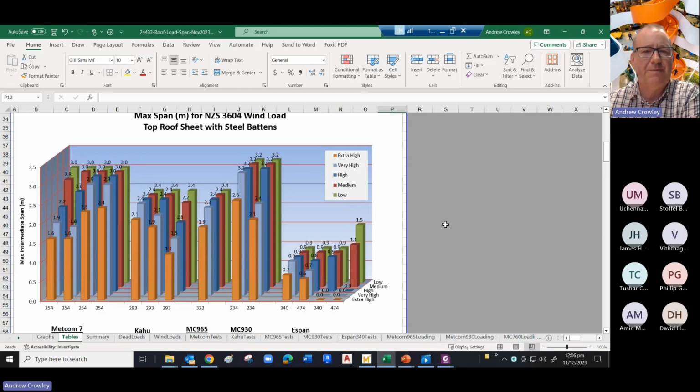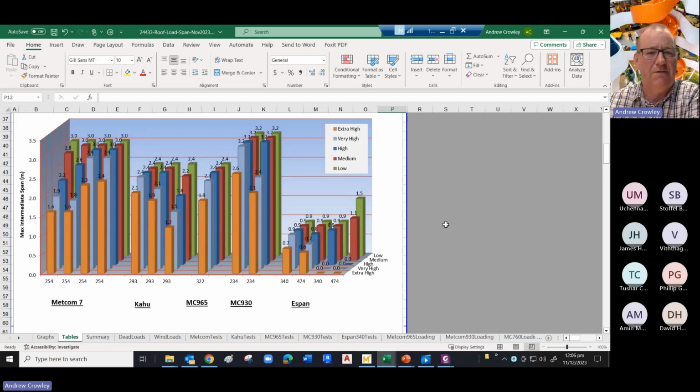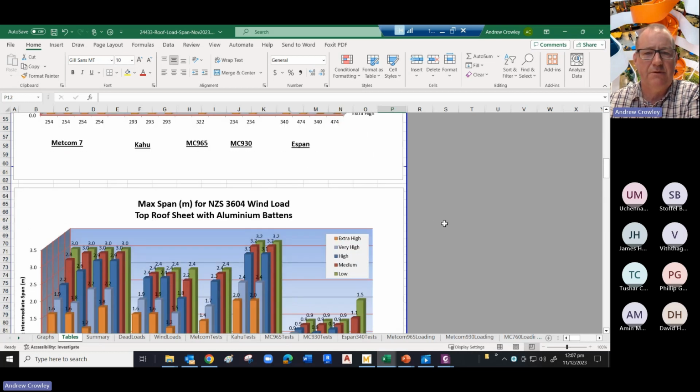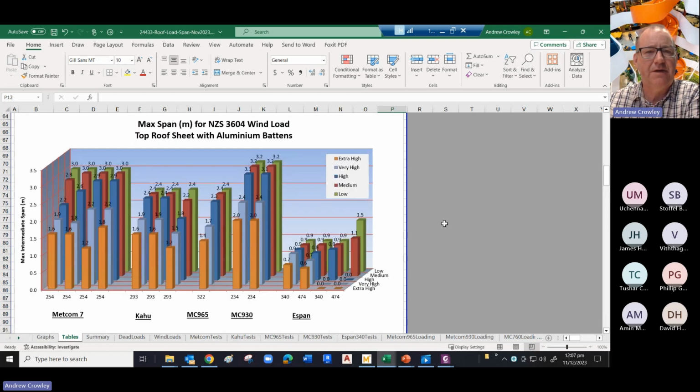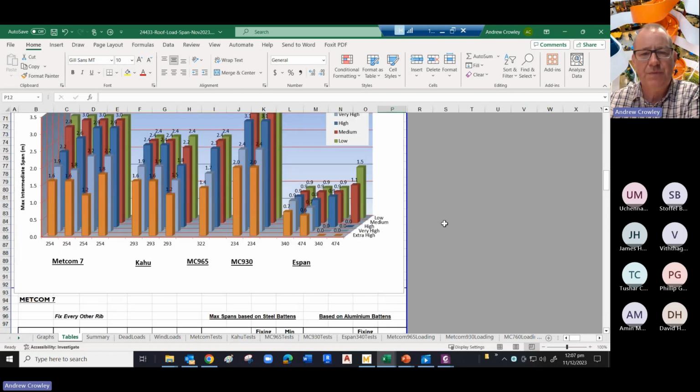And this is a way of representing the different lengths of spans for the different families of roof sheets, going from Metcom through to E-span. So there's quite a big difference between the capacities of these different sheets. And we scroll down and find the same sort of thing for aluminium battens.